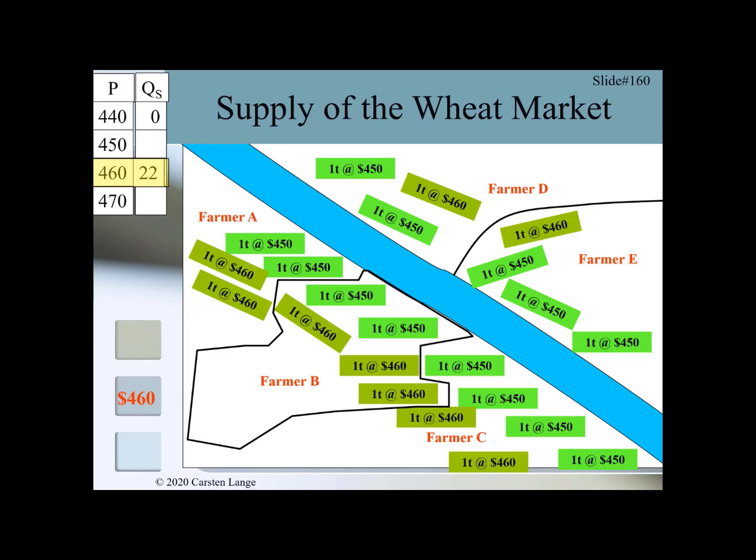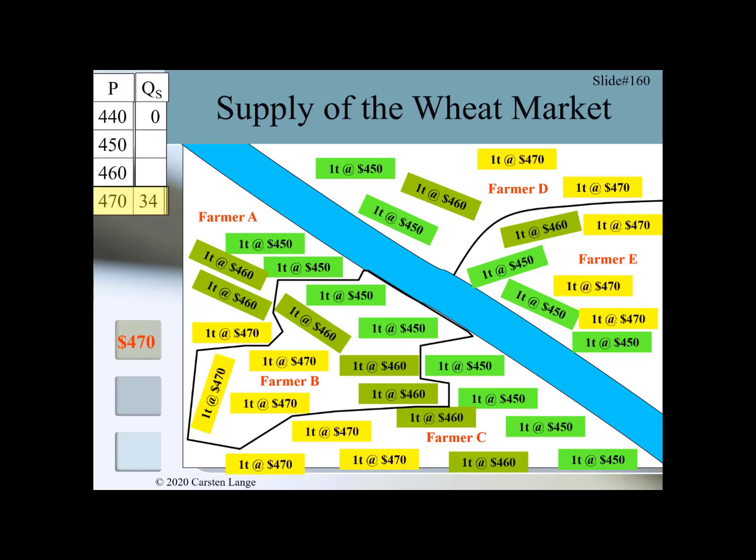In case the price is $470, the farmers would actually produce on all their fields. On the most fruitful fields, they would make a profit of $20 each field. On the medium fruitful fields, they would make a profit of $10 on each field. And on the less fruitful fields, they could at least cover their costs. If you count all the fields in the valley, you will get the supplied quantity for the whole market. If the price is 470, the supplied quantity would be 34 tons of wheat.